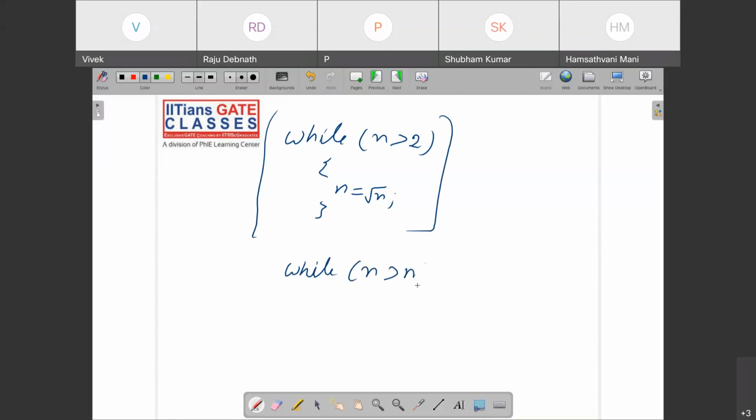T(n) for n greater than 2, and T(n) = T(n to the power 1 by 20). It's just the same question. Try to use the derivation so that you understand the derivation. Try to solve these two examples. We will discuss it tomorrow.